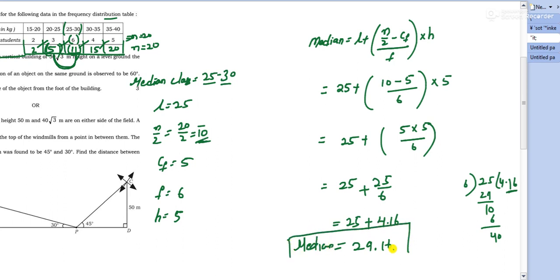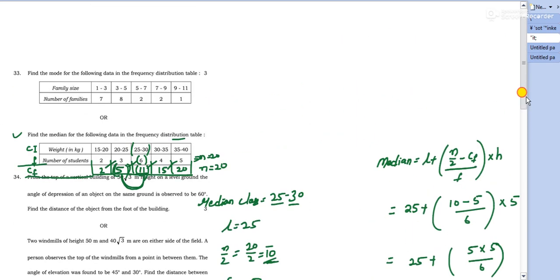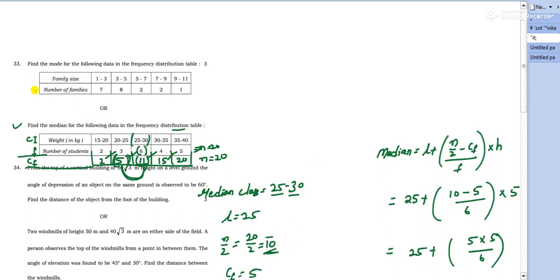So even this one was easier, but there is an extra step here. So I will suggest you to go with mode. If you get the option between mode and median, always go with mode. Understood? So moving to the next question now.